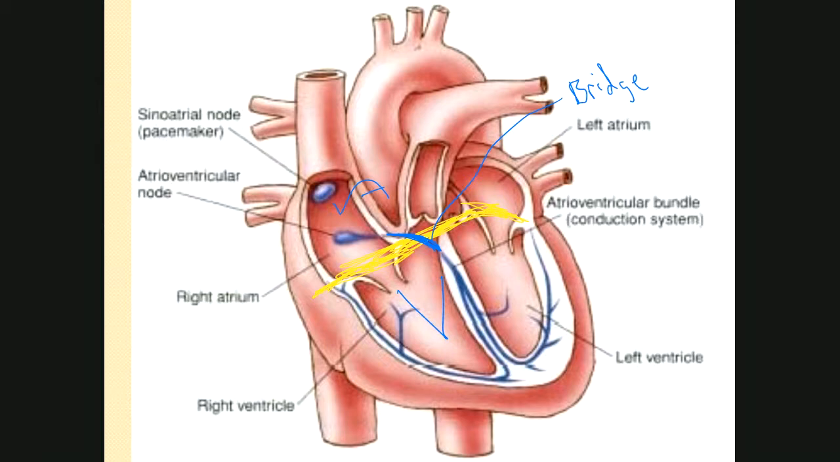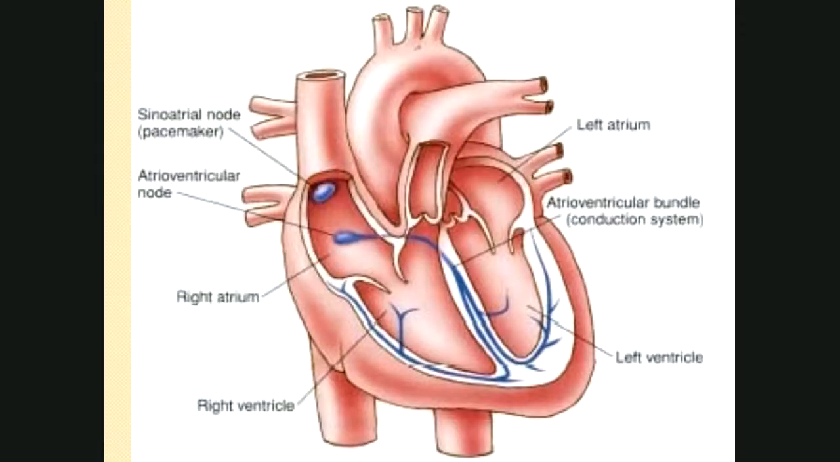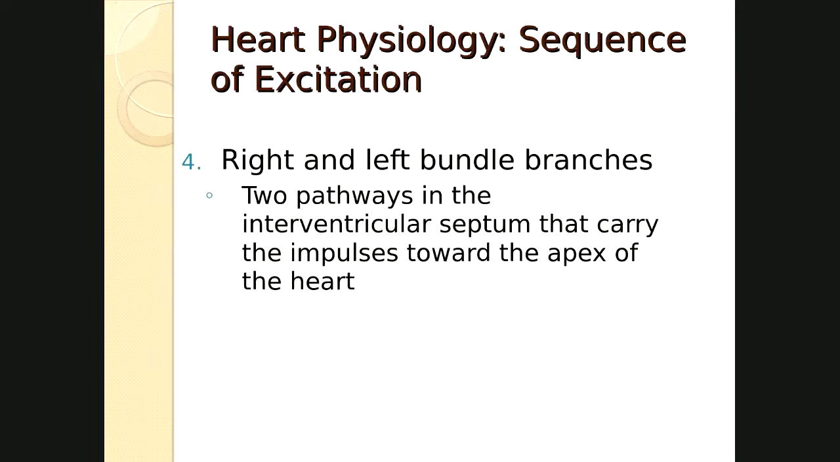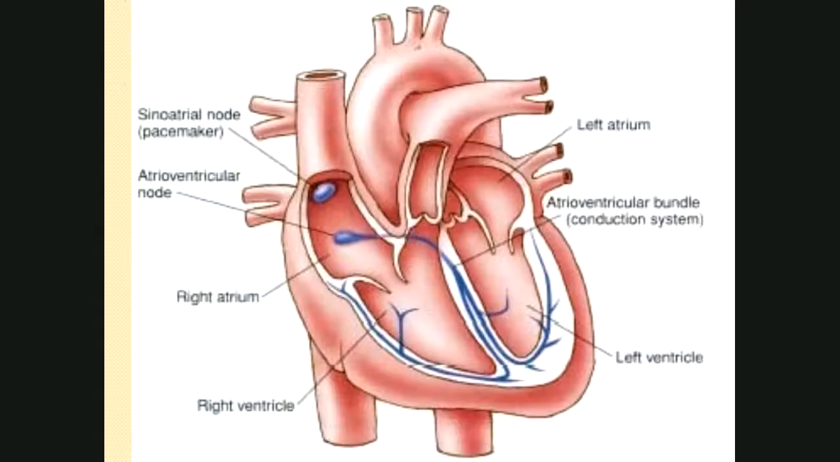And then from the AV bundle, we go to the bundle branches. There's two of these. Just like we've used right and left over and over again, we're going to use it again. Right bundle branch, left bundle branch. And you can see them right here. They go all the way down to the bottom of the heart, to that point of the heart, the apex.